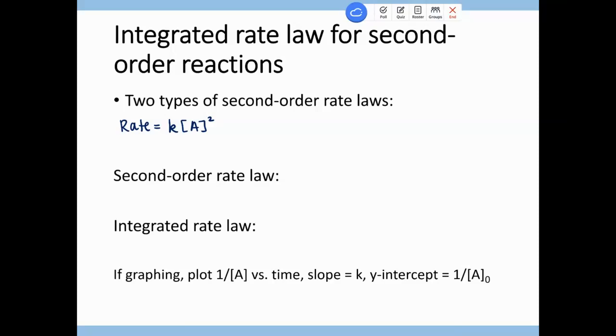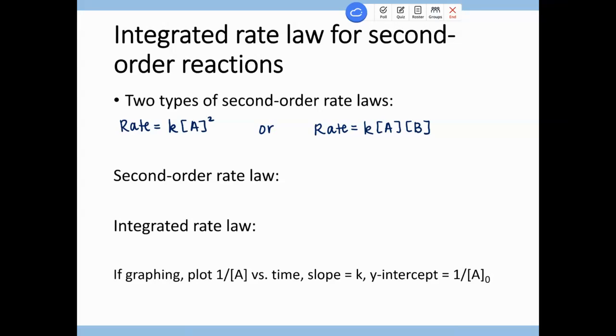There's another possible rate law that is also a second order reaction. And that's when you have two reagents and the reaction's first order to each reagent. So if we say A and B are reactants, reagents mean the same thing. This second rate law indicates that overall this reaction is a second order reaction. It's first order with respect to A, first order with respect to B, so second order overall.